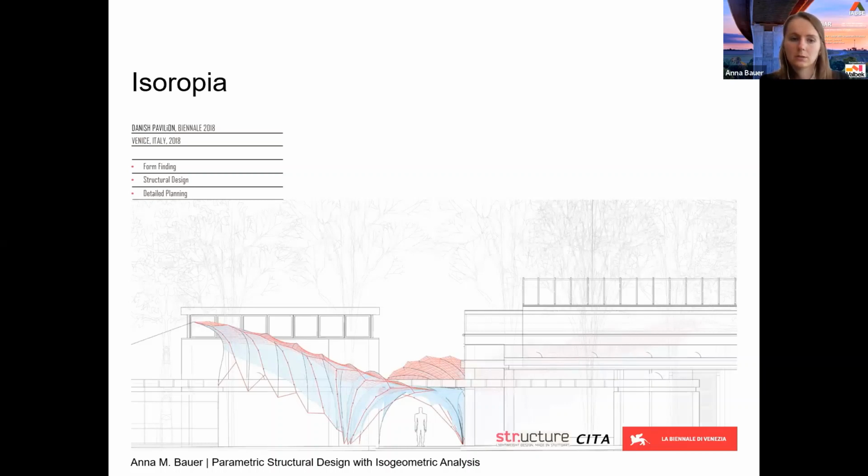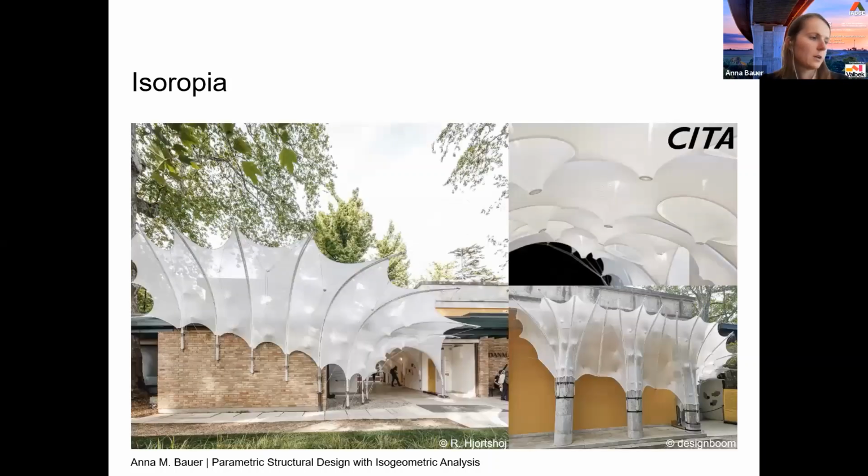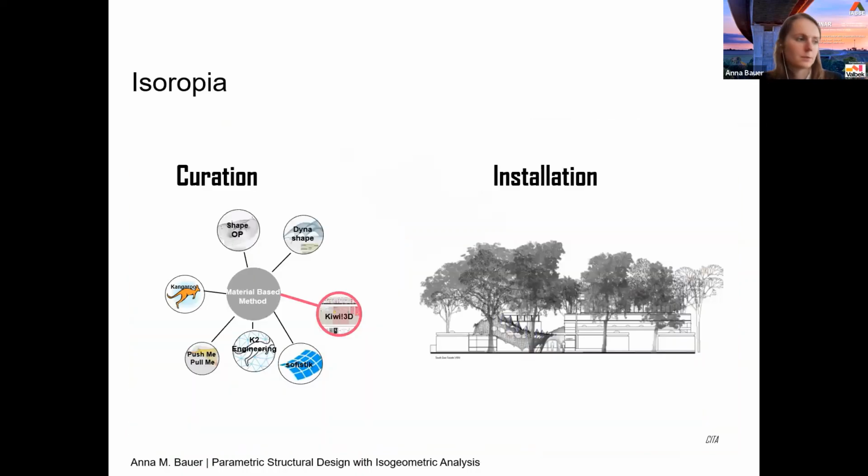The whole structure was developed by CETA in Copenhagen, but structure was part in the form finding and structural design and detailed planning of the whole pavilion. So we had a part of it in the whole design phase. And the final pavilion looked like that. So it's textile with some actively bent rods. And the design phase was done like that. So there were several tools used, but Kiwi was one of them.